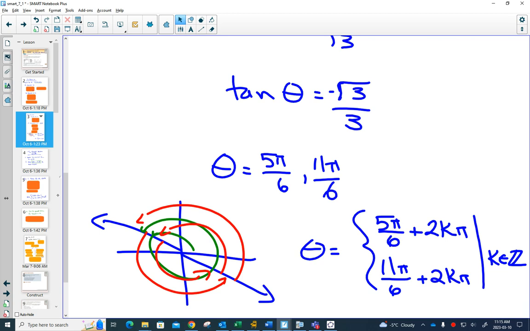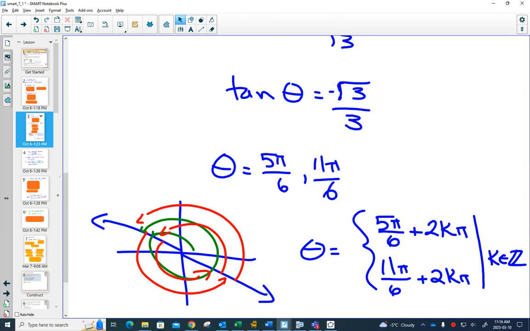And so we write our solutions like this. Now, I've got a little visual here of 5 pi over 6 and 11 pi over 6. And if you look at the visual, if you jump from 5 pi over 6 to 11 pi over 6, can you see that that's perfectly halfway around the circle? And then if you jump from 11 pi over 6 back to 5 pi over 6, that's halfway around the circle. And this is something that happens with tan.